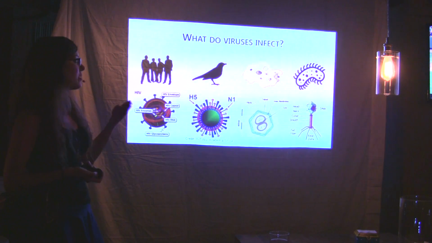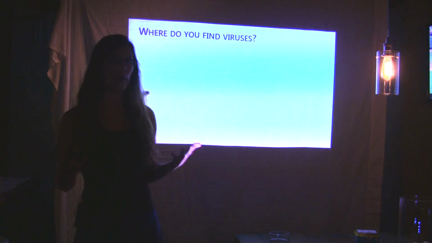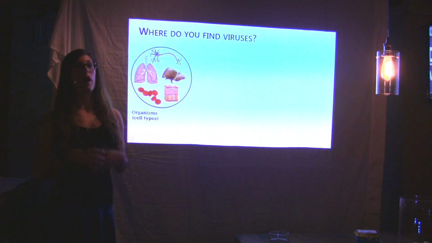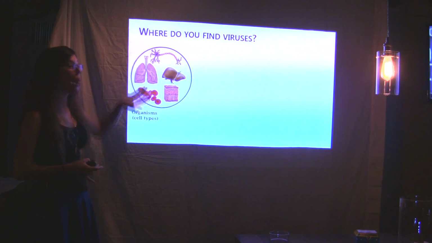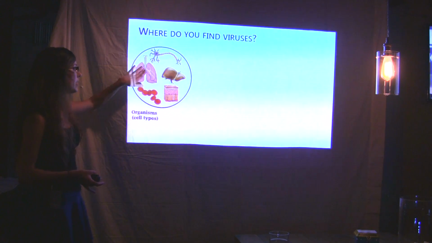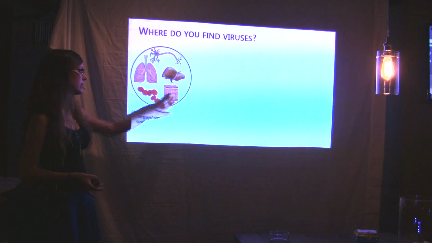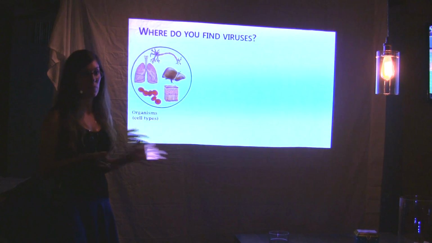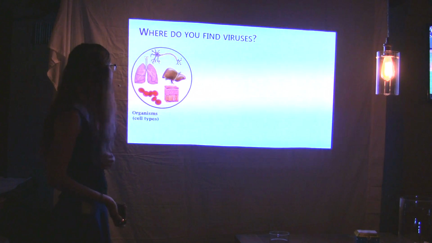When we think about what viruses can infect, the next thing we can ask is, where do you actually find these viruses? Obviously you can find them in organisms, and they can infect a wide variety of cell types. Here we have lungs, they can infect neurons, skin cells, red blood cells. You have viruses that can infect almost every organ type.